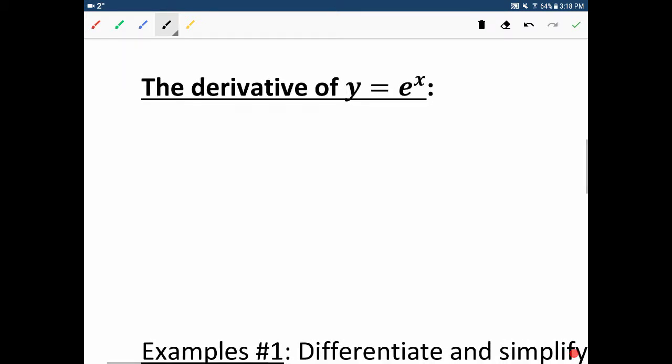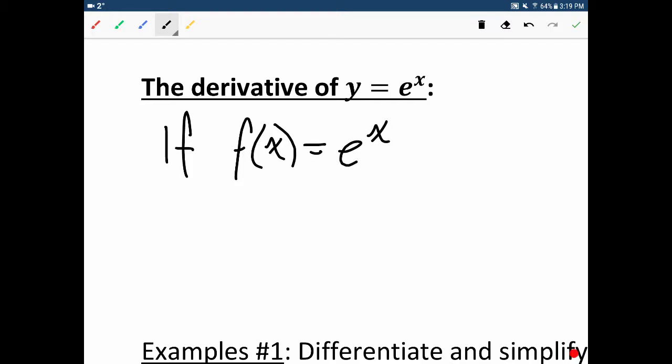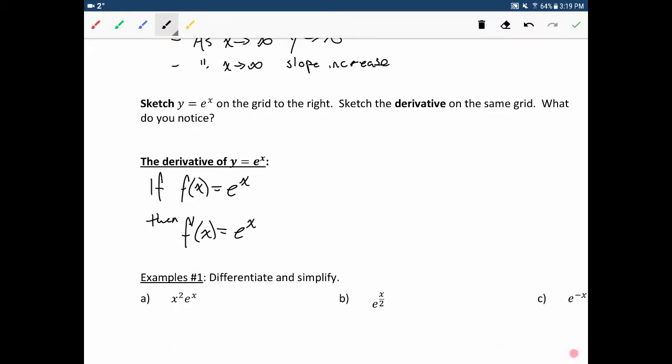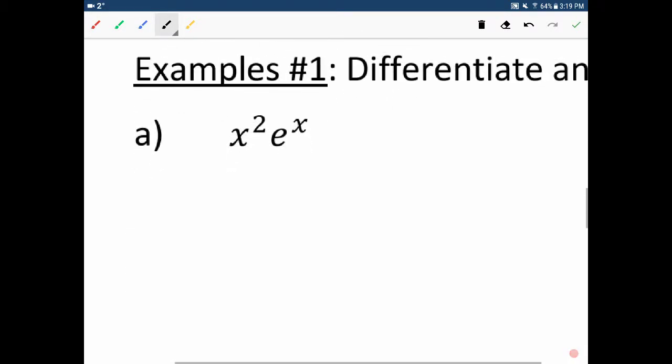So if f of x equals e to the power of x, then f prime of x equals e to the power of x. It looks like a difficult one to work with, but in actual fact, it ends up being the easiest derivative you're going to do all year because it's exactly the same. And we can use this with our other rules.